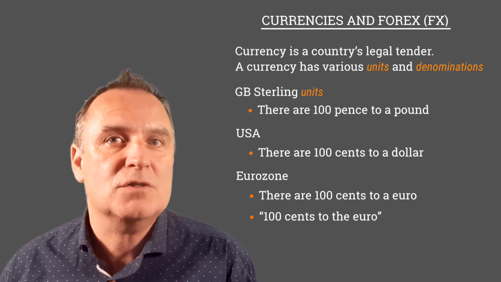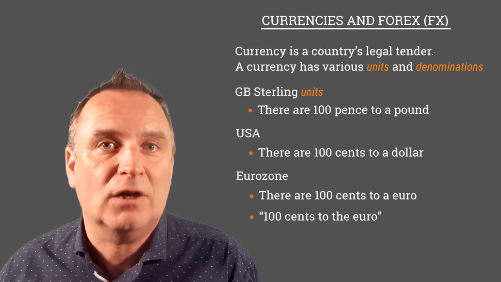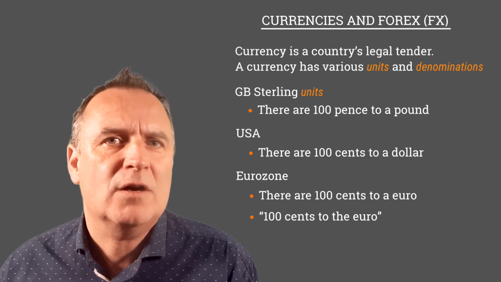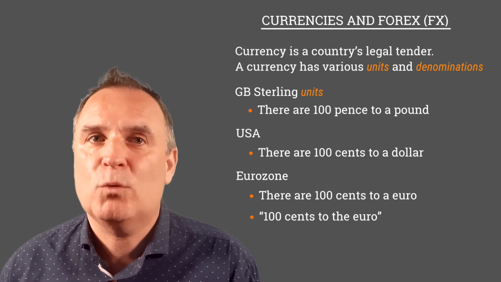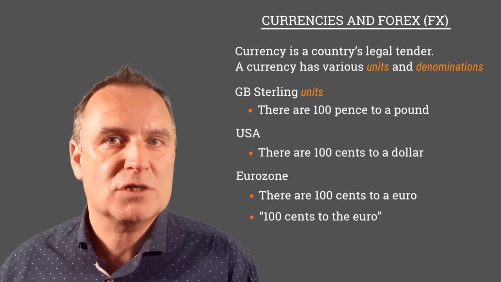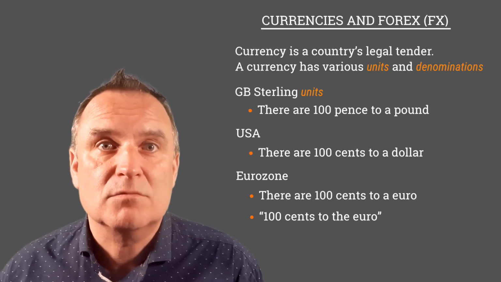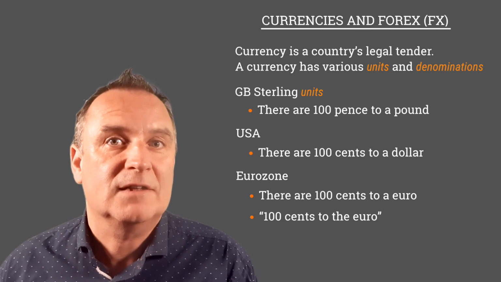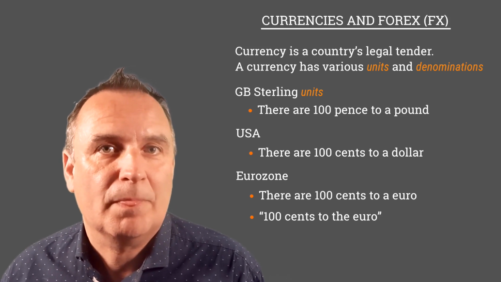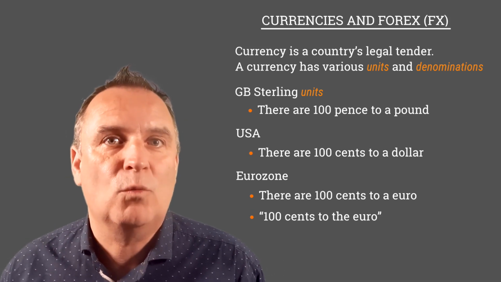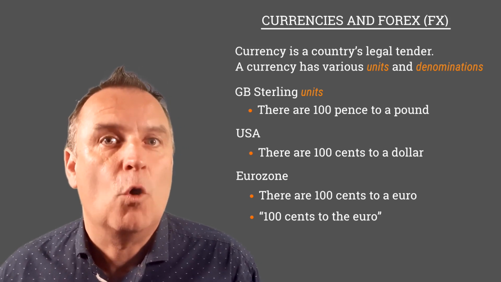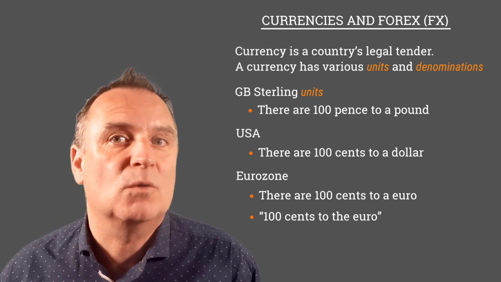Now in the USA, of course, there are 100 cents in a dollar. We can say 100 cents to a dollar, or we can say there are 100 cents in a dollar. Or we can say 100 cents makes $1, right? In the Eurozone, for example, in Ireland, that's an English-speaking country, of course, that is in the Eurozone, we can say there are 100 cents to a euro. 100 euro cents or 100 cents to a euro, or there are 100 cents in a euro. Or we can say 100 euro cents equals 1 euro.